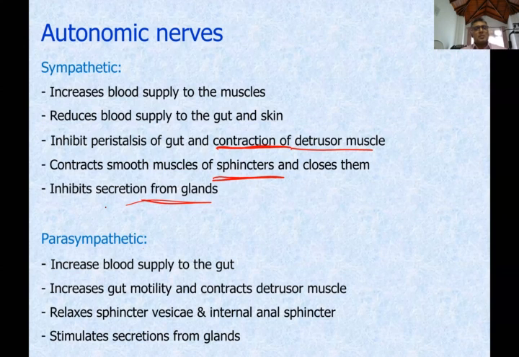The parasympathetic does the opposite: it increases the blood supply to the gut, increases gut motility, opens up its sphincters, and contracts the detrusor muscle so that the bladder can get emptied through the relaxed sphincters. So if you know this, you can easily work it out.